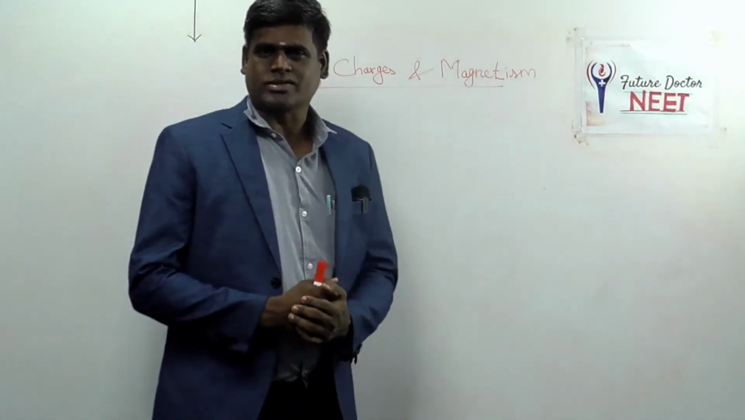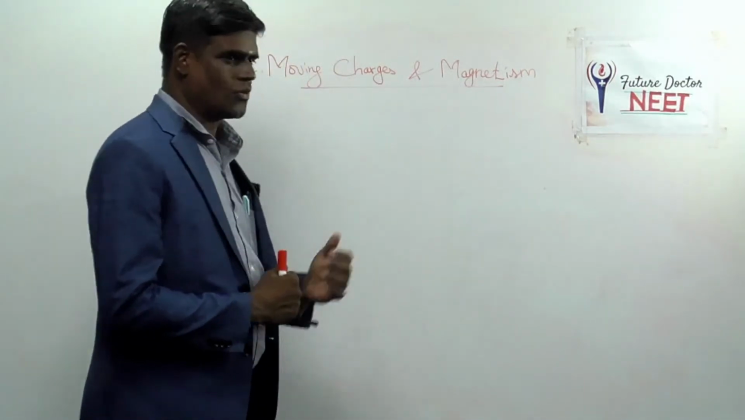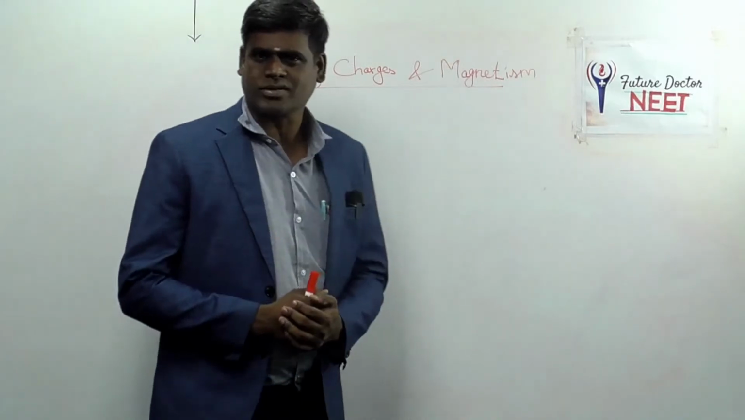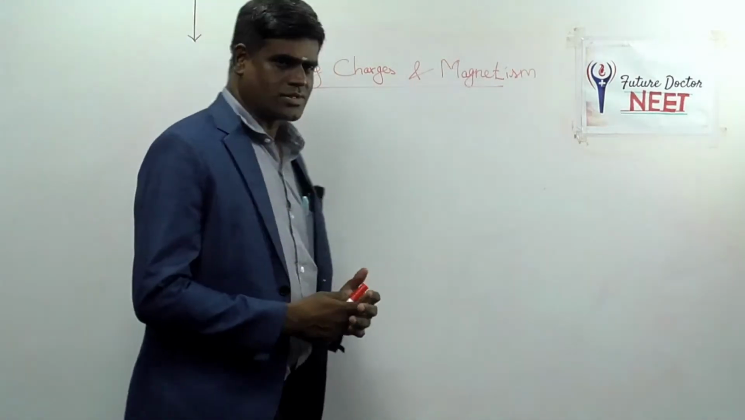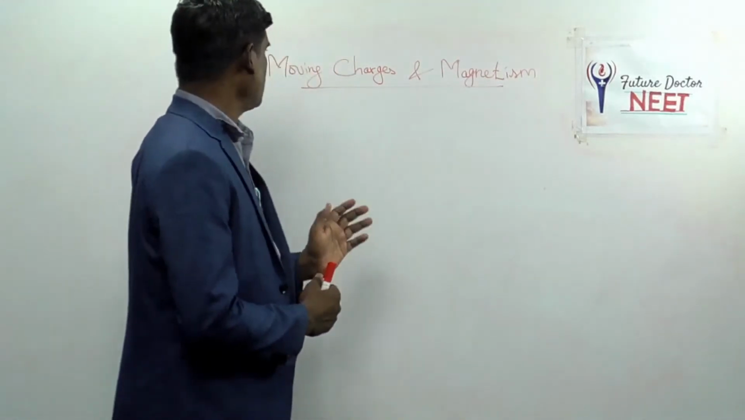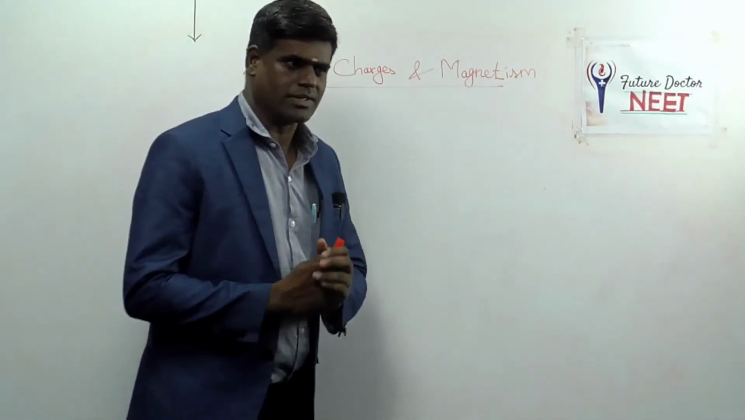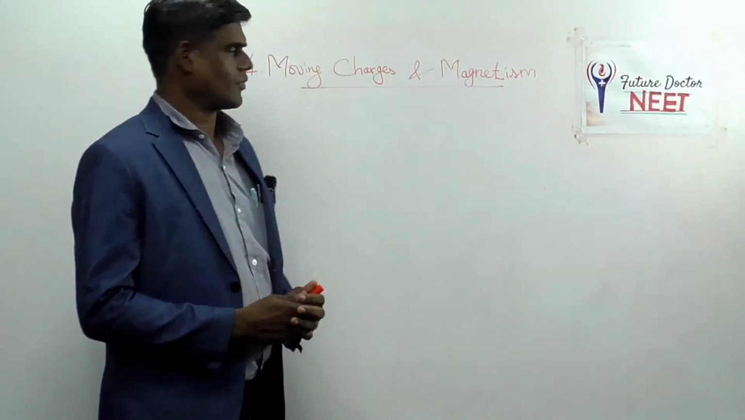The chapter we are going to discuss today is Chapter 4, Moving Charges and Magnetism. This is from 12th standard, plus 2. Yesterday we discussed the third chapter. Now, Moving Charges and Magnetism, chapter 4.